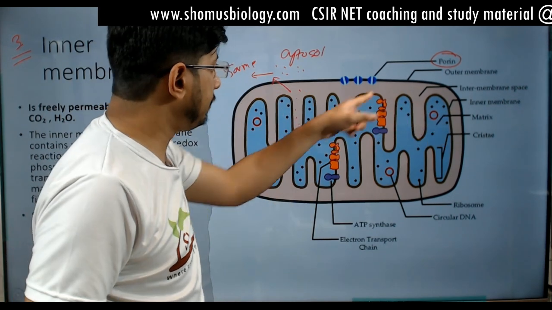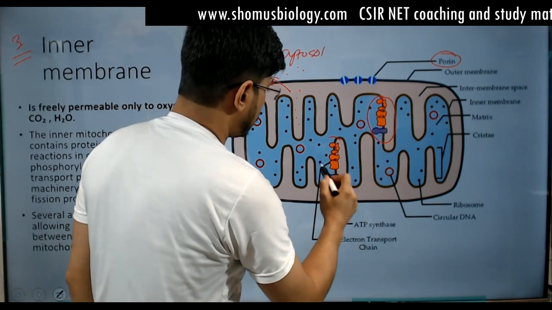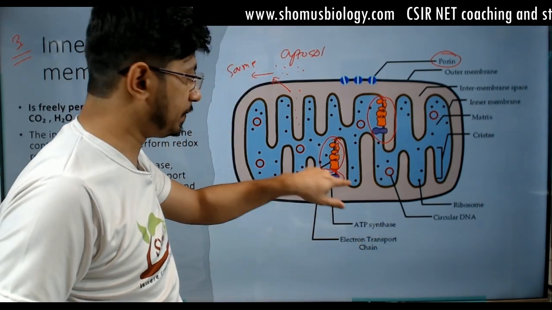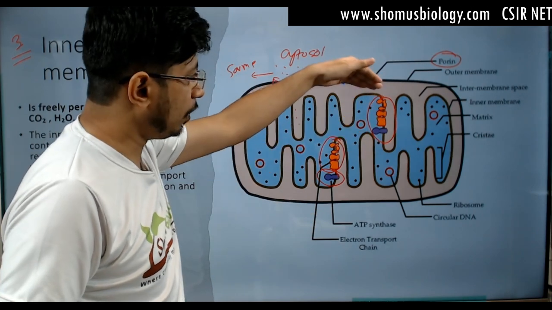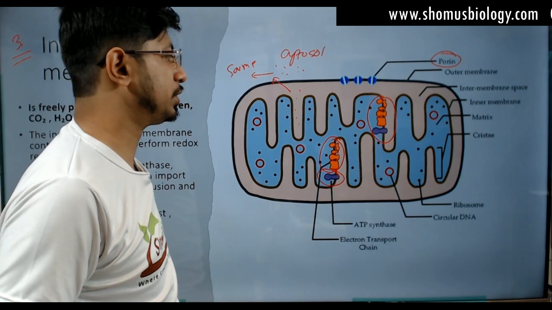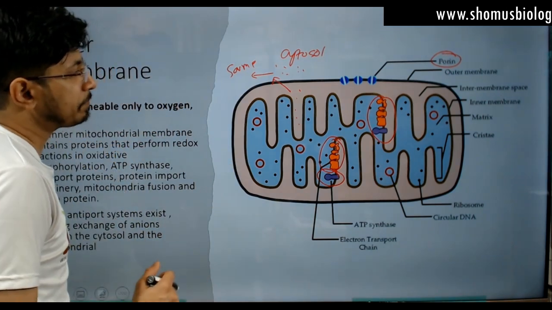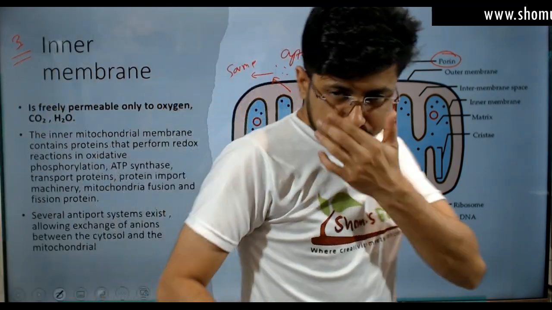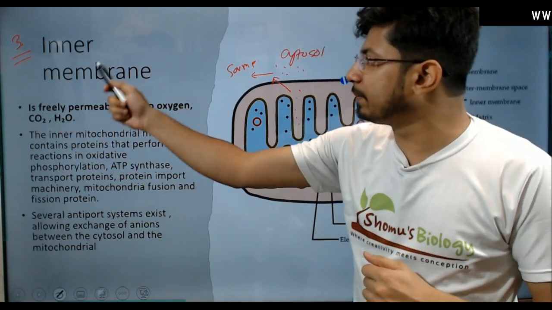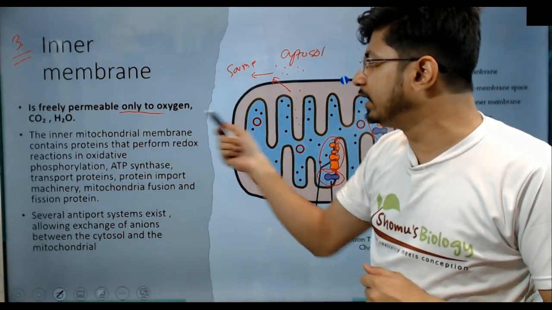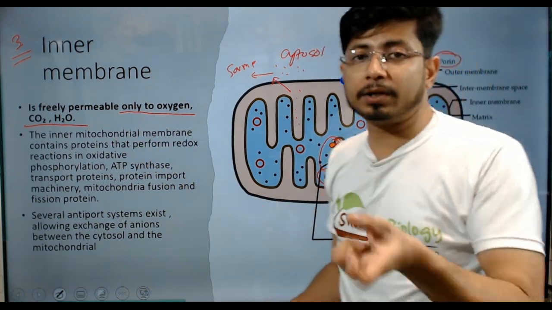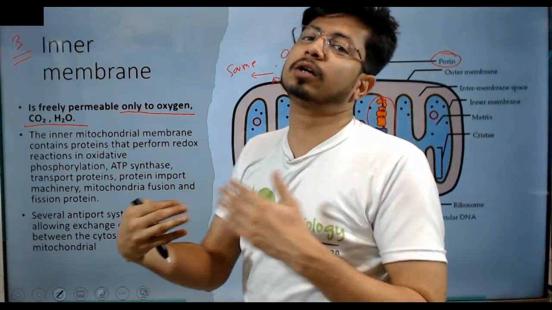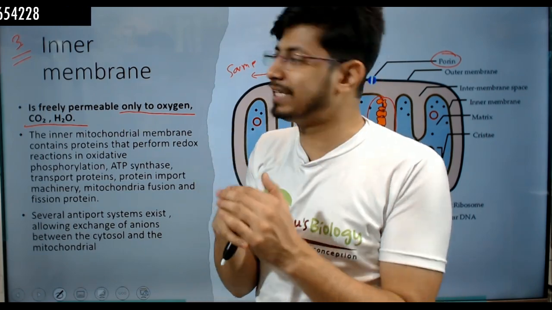Now the inner membrane contains the electron transport chain and ATP synthase. Okay, the ATP synthase enzyme will produce ATP, and in the inner membrane, complex 1, 2, 3, 4 of the electron transport chain are present in different subcompartments. Now what we say is that this inner membrane is freely permeable only to oxygen, carbon dioxide and water. Apart from oxygen, carbon dioxide and water, other molecules cannot diffuse through this because it's tightly regulated.